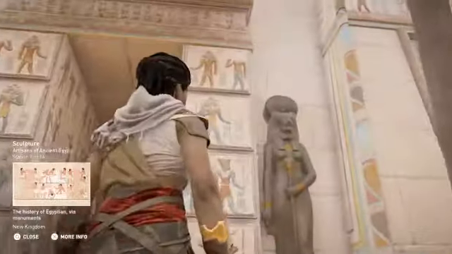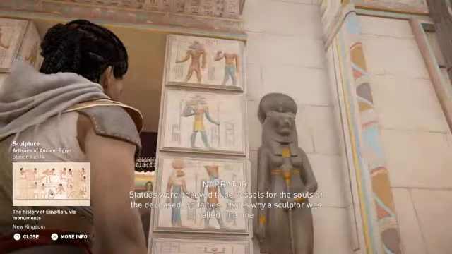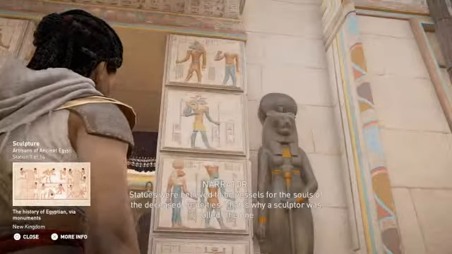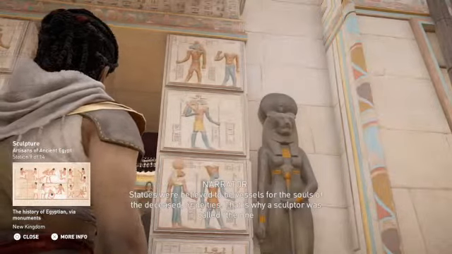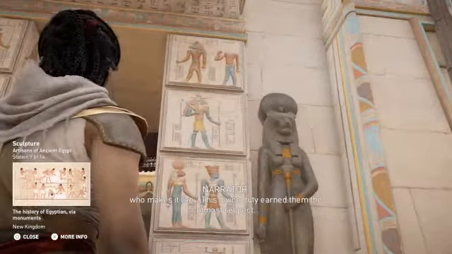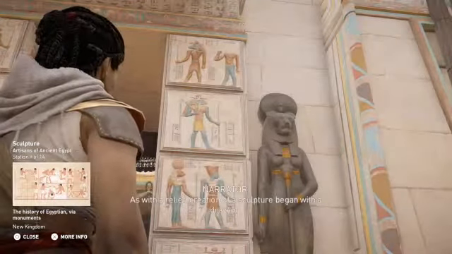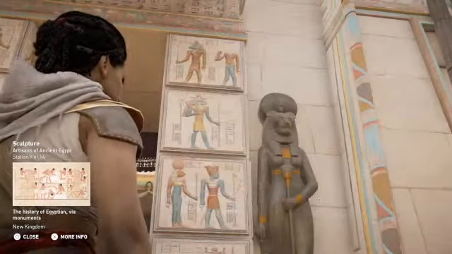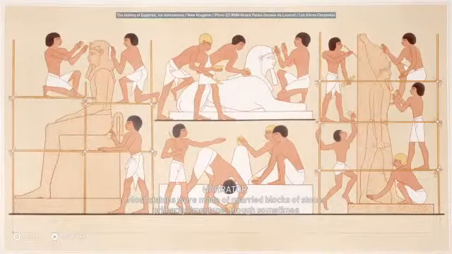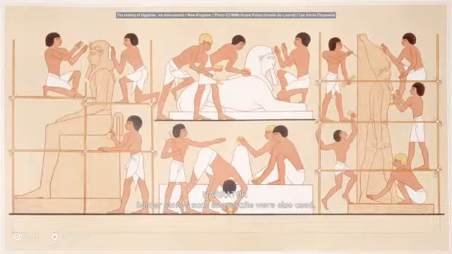Statues were believed to be vessels for the souls of the deceased, or whole deities. That is why a sculptor was called the one who makes it live. This divine duty earned them the utmost respect. As with a relief, creation of a sculpture began with a drawing. Most statues were made of quarried blocks of stone, primarily limestone, though sometimes harder stones such as quartzite were also used.